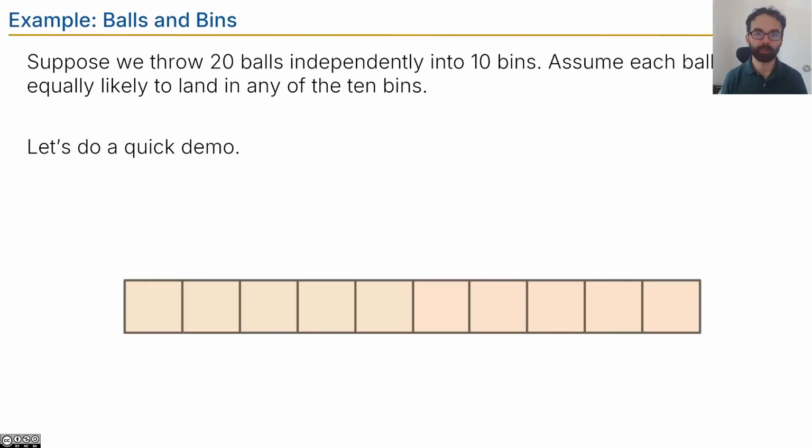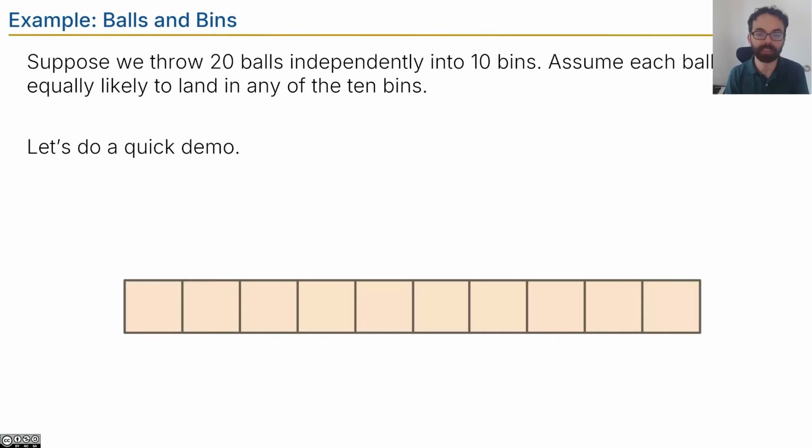Let's talk about another common problem in probability, especially in computer science. That is the so-called balls and bins problem. The idea here is that we have some number of bins, say these 10 bins, buckets, trash cans, holes in the ground, whatever, and we're going to throw 20 balls into these bins. We're going to assume the balls always land in one of the 10 bins and that there's a uniform chance it lands in any of the 10 buckets.